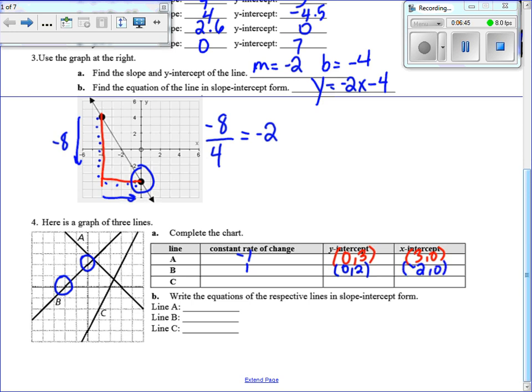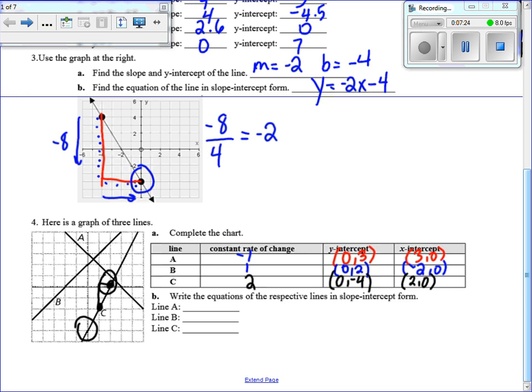Looking at this last one, looking at C, we want to find our slope. So again, pick 2 points that are on that line. So I could use these two right here. We see that we go up 2 and right 1, so that gives us a slope of +2. Then we look at our y-intercept. Our y-intercept is where it crosses the y-axis, and that is at -4. And then we see our x-intercept is at (2, 0).